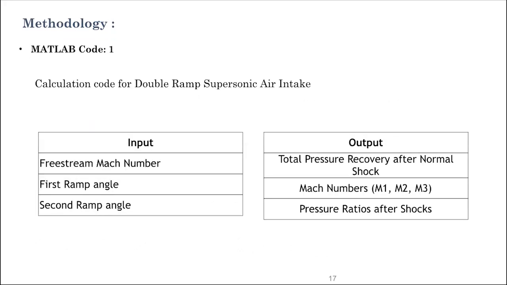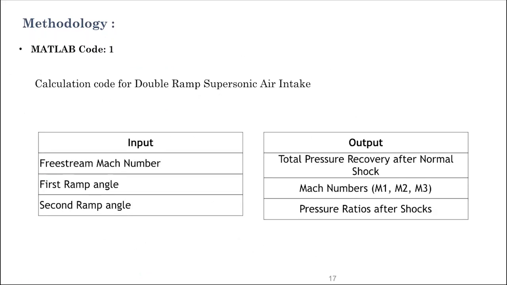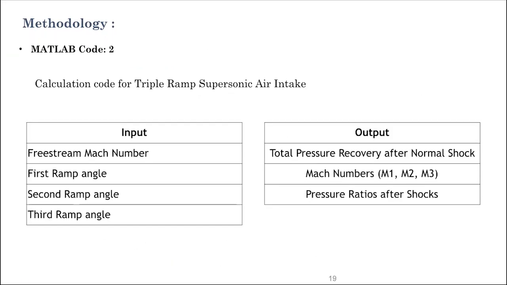There are a number of versions of these Matlab codes. The first one is simply for calculations. If you have the first and second ramp angles, you can directly calculate the TPR. This code takes the input of ramp angles 1 and 2, and we get the total pressure recovery after the normal shock. This code is the same, but for 3 ramps. If we have 3 ramp angles, we can calculate the total pressure recovery for any given free stream Mach number.